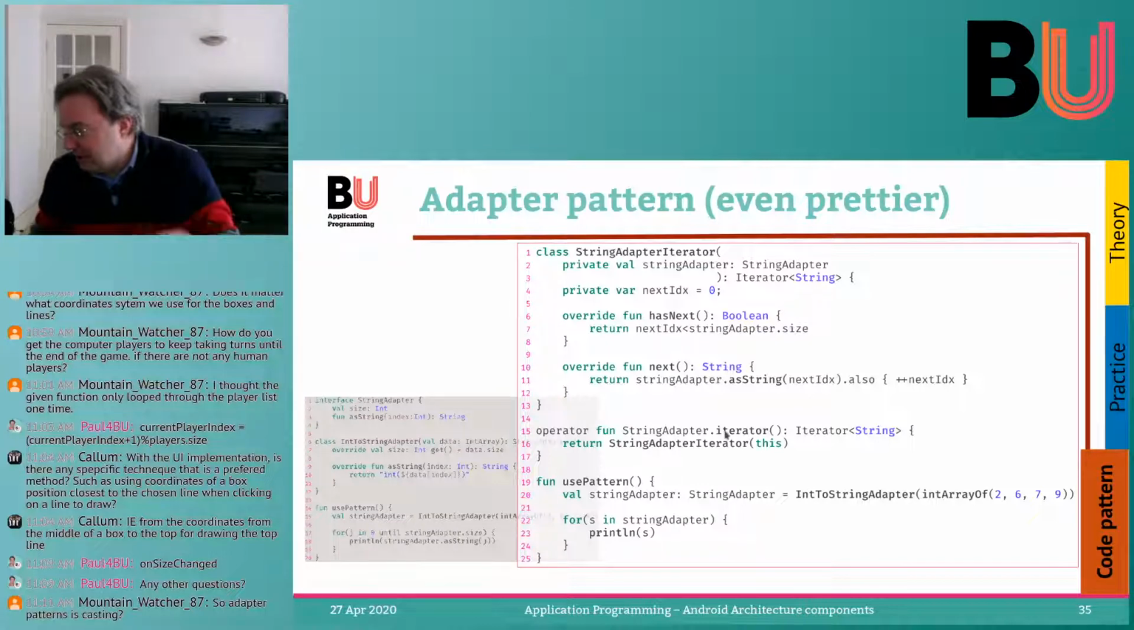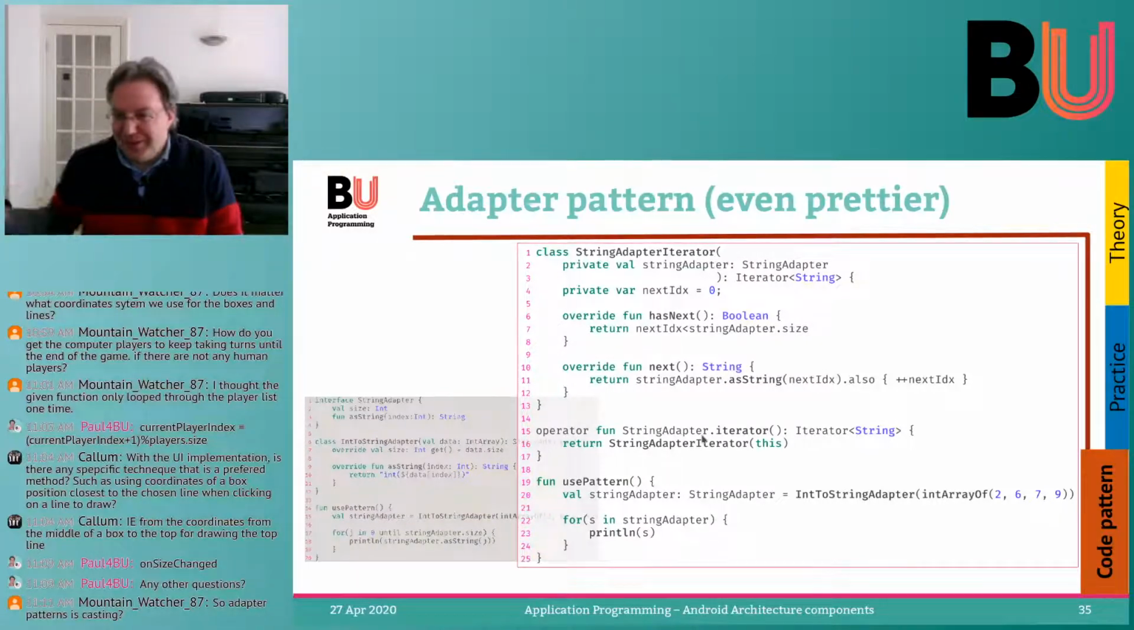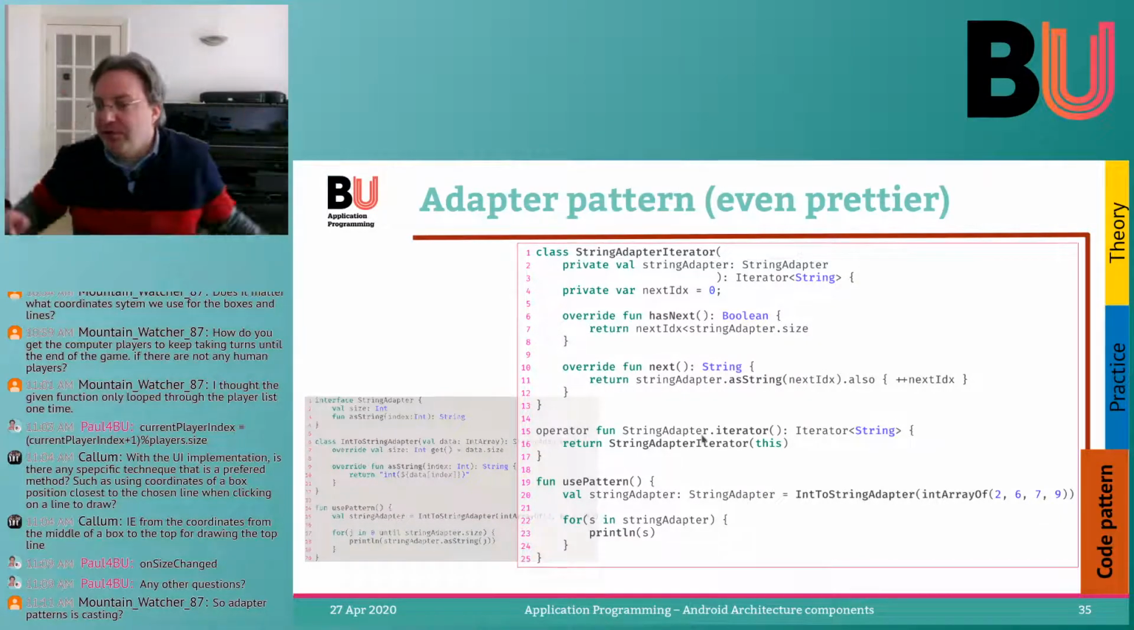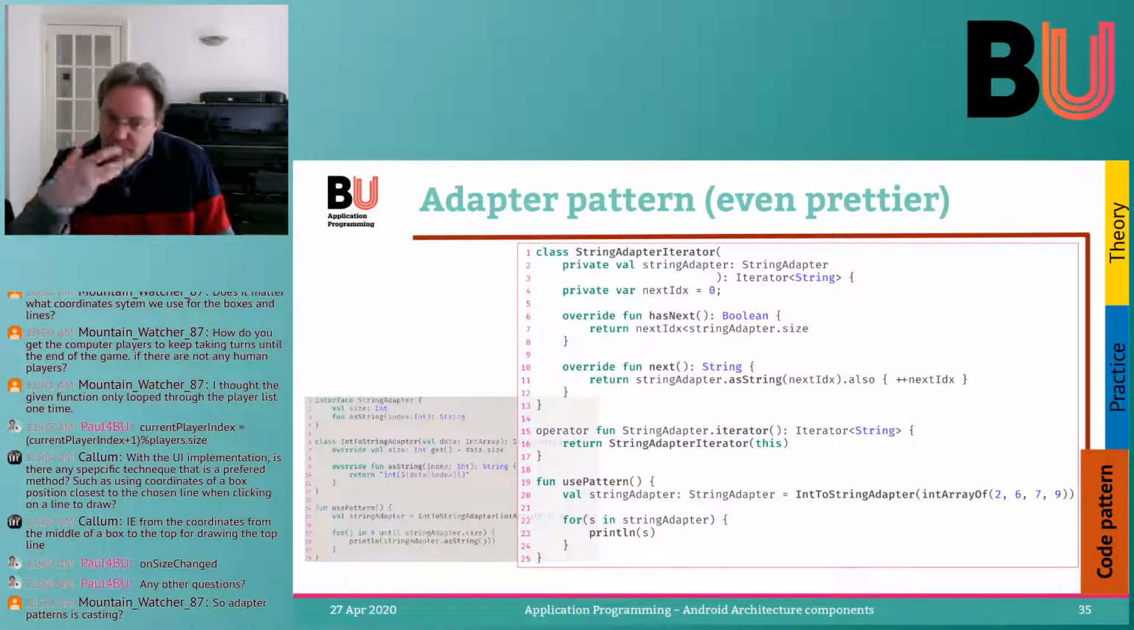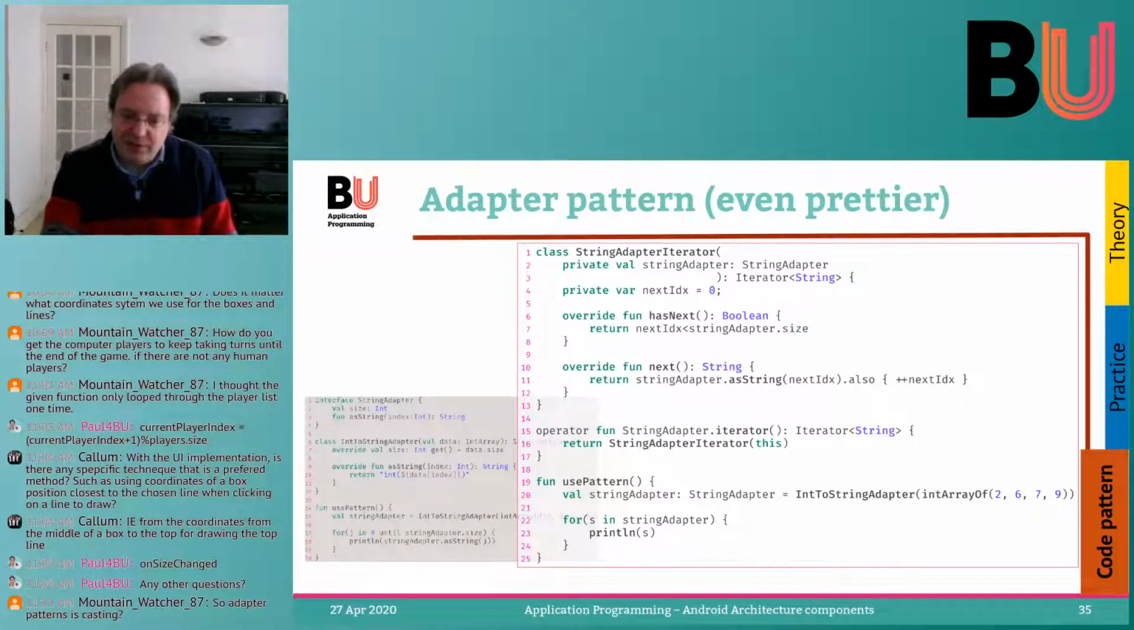And the operator thing will just create this adapter that creates an iterator out of a string adapter. So that's an adapter of an adapter. And yes, you can do that. An adapter is just a type. It's just a way of looking at things. So hopefully this is an idea of okay, you can actually change stuff.